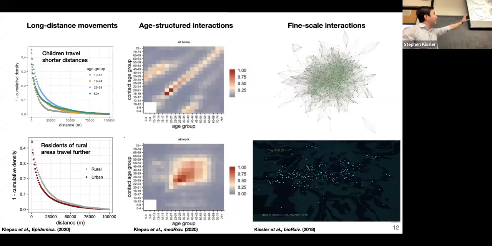On the top right is a network where each line represents a quarter of one day where two people were in contact with one another. The size of the disk represents the number of contacts that a person has. You see there's a ton of heterogeneity again in the number of contacts and in the frequency of contacts between people. And in the bottom right, we can actually see people, these dots, starting to move around town.